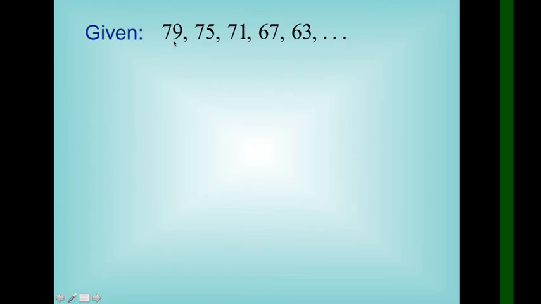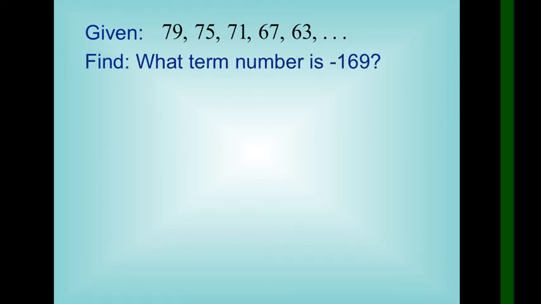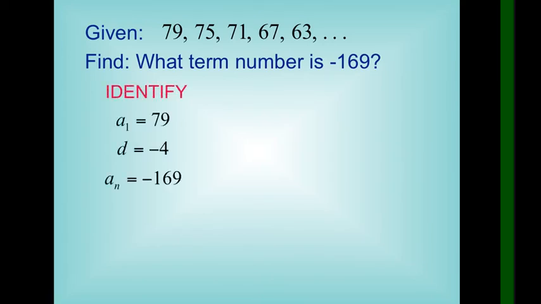Another one, we have 79, 75. We have the same given sequence, and obviously this is an arithmetic sequence. So what term number is negative 169? The term or the number is given. We will look for the term number. Which term number is negative 169? What position is it? So identify first: a sub 1 is equal to 79, d equals negative 4, and a sub n is equal to negative 169. So what are we looking for? The letter n.